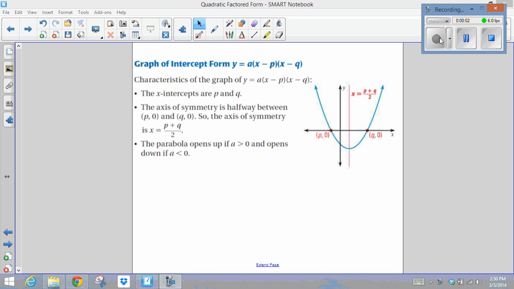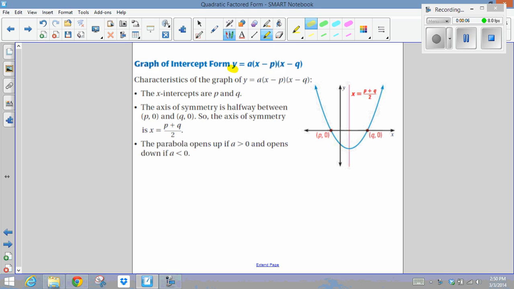All right, we're going to look at graphing an equation in factored form. And this is what factored form looks like: y equals a times (x minus p) times (x minus q). Notice it looks like when we solved by factored form. Factored form just means that my quadratic over here is factored.